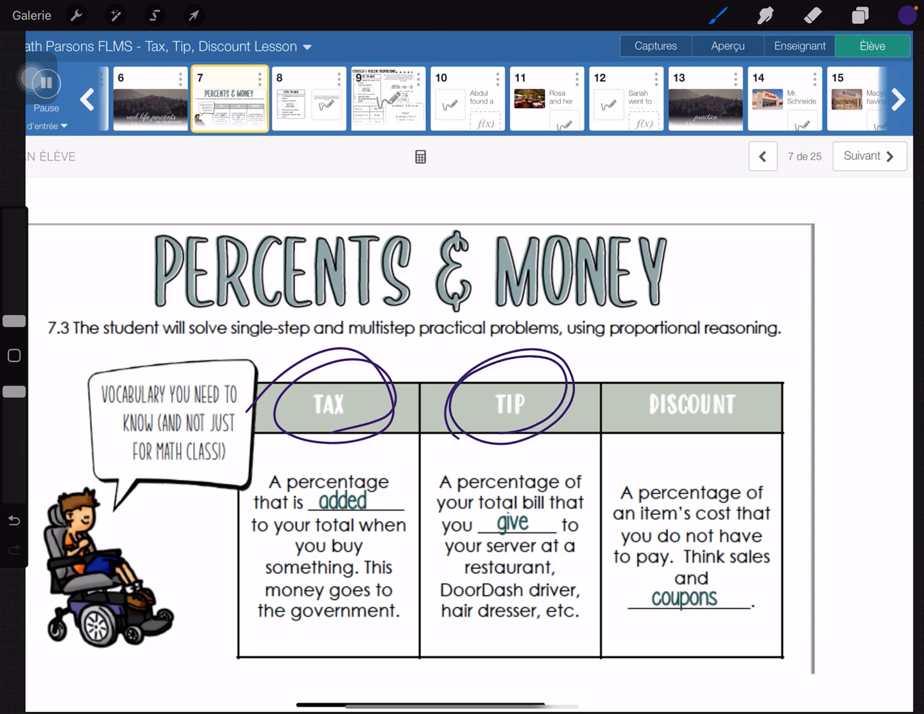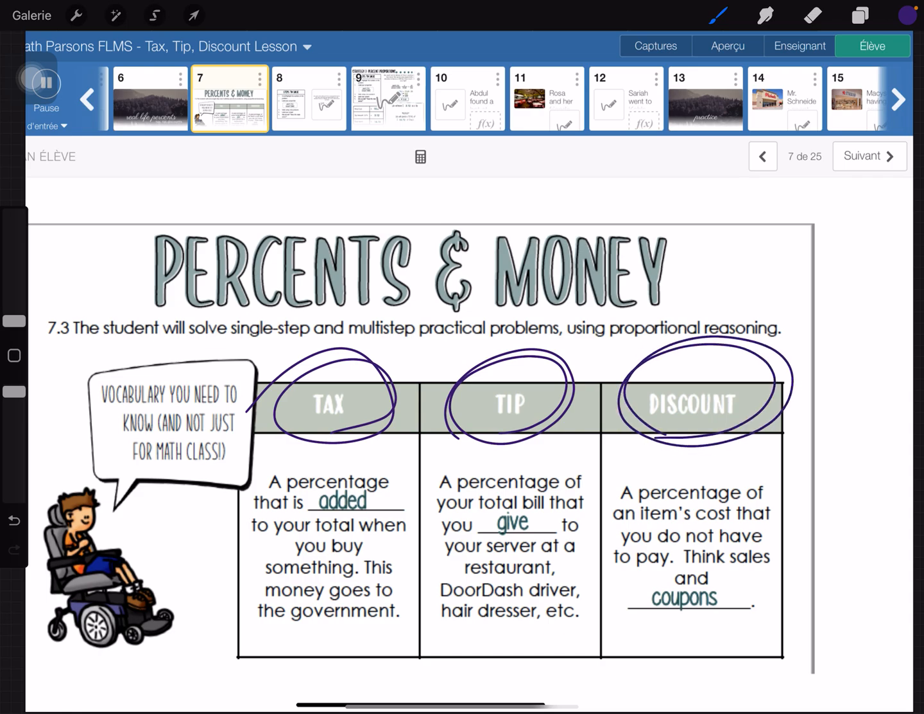Next is tip. This is a percentage of your bill that you give to your server at a restaurant, a DoorDash driver, etc. So when you go out and somebody performs a service, you'll pay them a tip. This is some extra money on top of the bill.